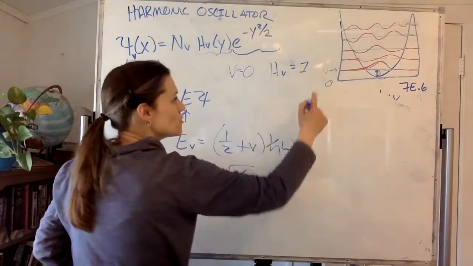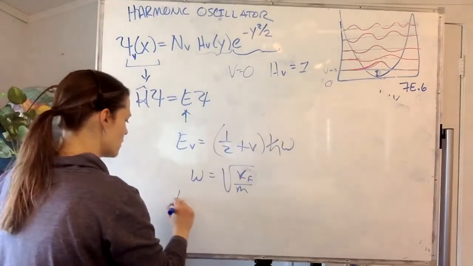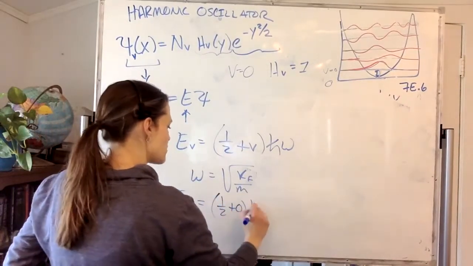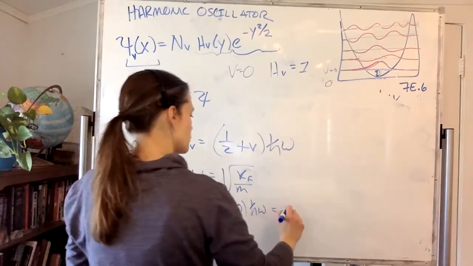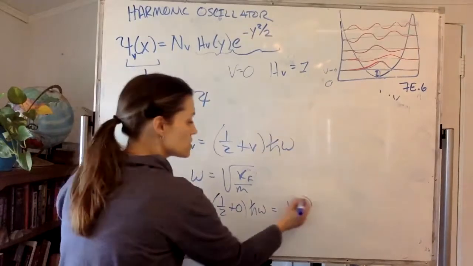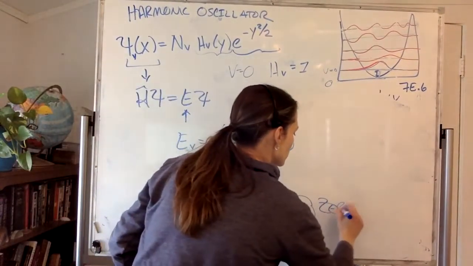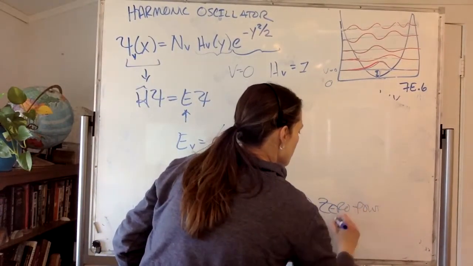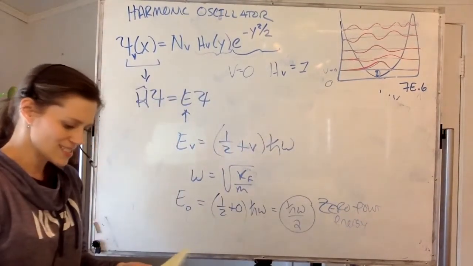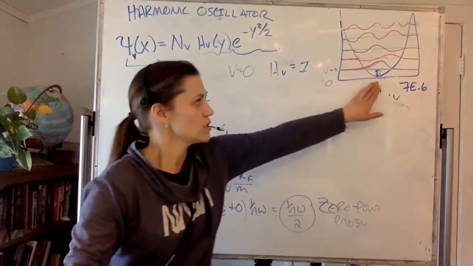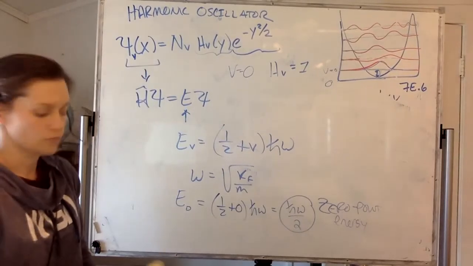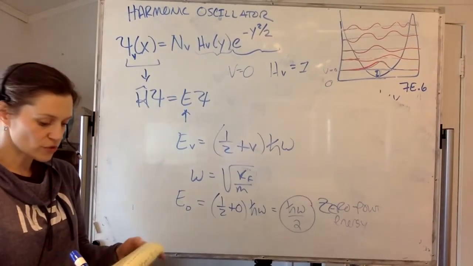And if we put 0 in here, E0 is equal to (1/2 plus 0) h bar omega, which is equal to h bar omega over 2. Cool? This is called the 0-point energy. And it's a fundamental energy that exists within the ground state vibrational energy. Cool. Okay, so let's review real quick.